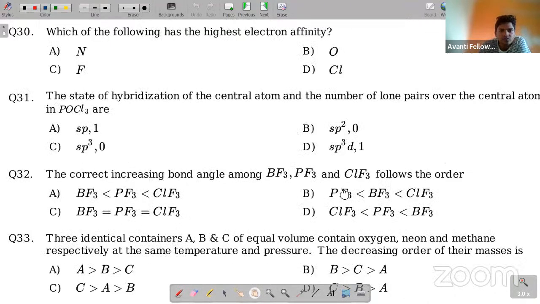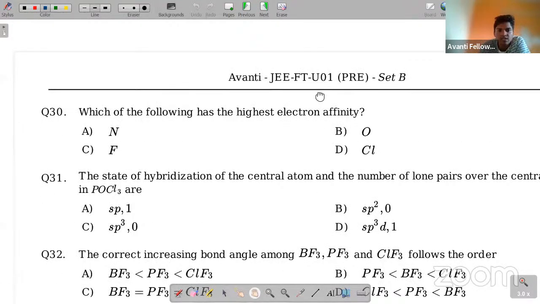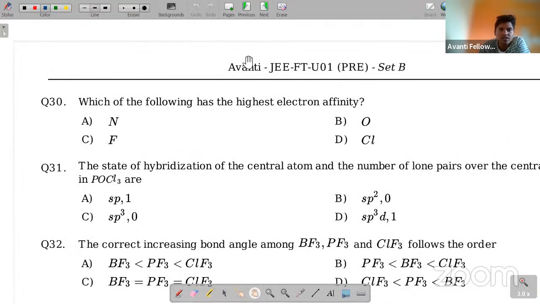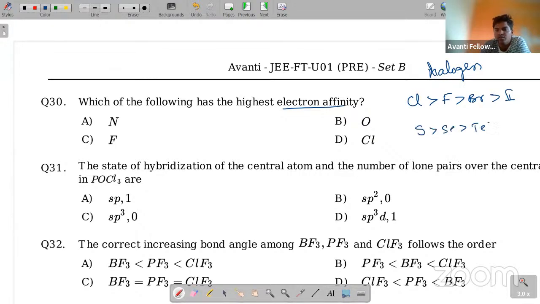Now the 30th question, if you can see. What is the 30th question saying, guys? Which of the following has the highest electron affinity? Very easy question throughout the question paper. Highest electron affinity will be chlorine, then fluorine, bromine, and iodine. This is in the case of the halogen family, that is the group 17 family. But for the 16th family, first sulfur, then selenium, tellurium, polonium, and then you will get oxygen. So very important, guys.